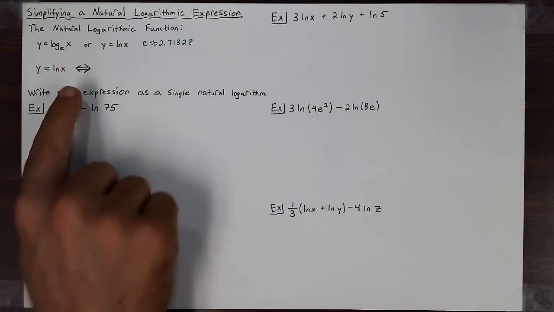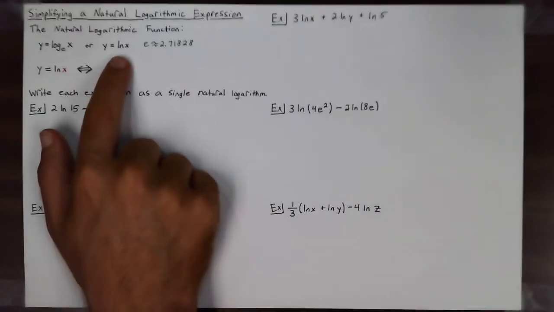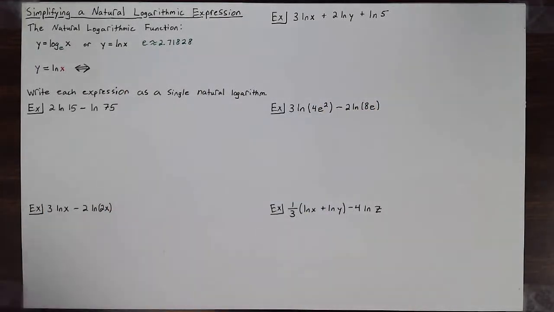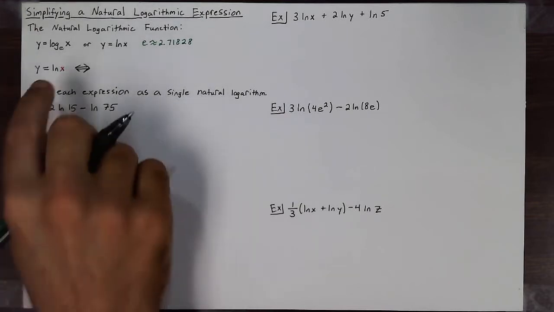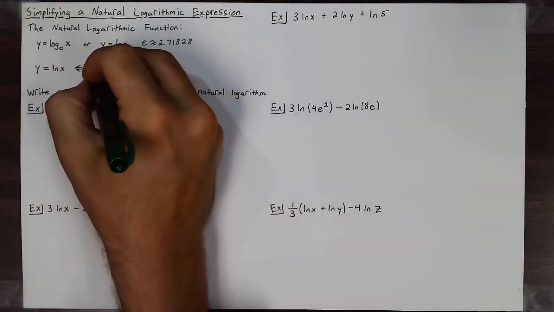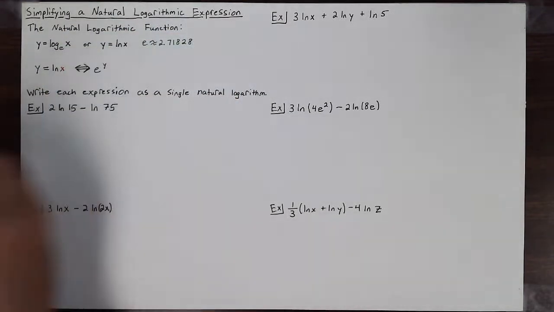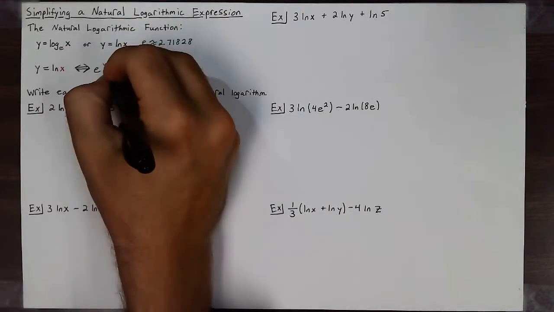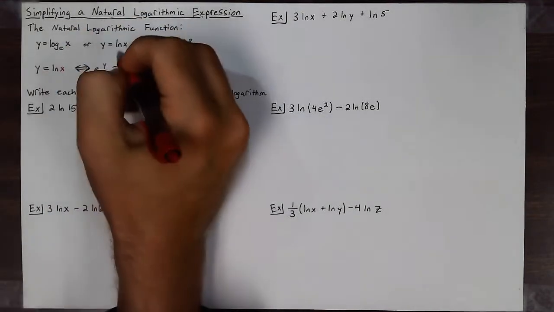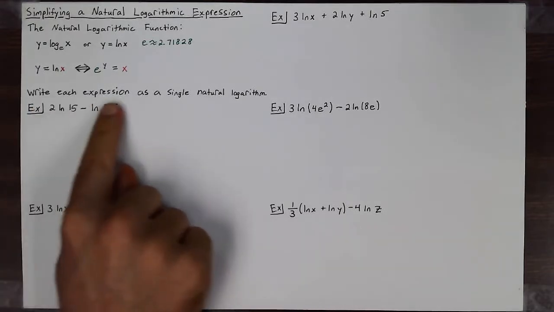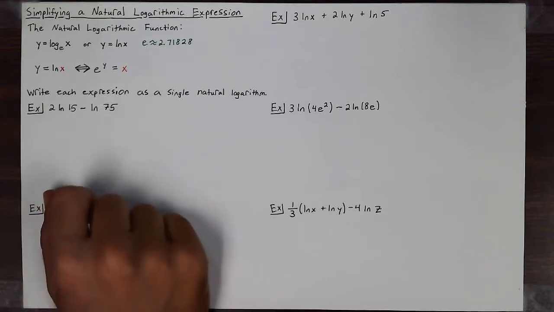Now, just so you can read this expression, because we'll use ln of x whenever we write it, y equals natural log of x means that y is the exponent you raise the number e to, to get the number within the natural log. So that's the definition of ln of x, or the natural log function. So let's write each expression as a single natural logarithm.